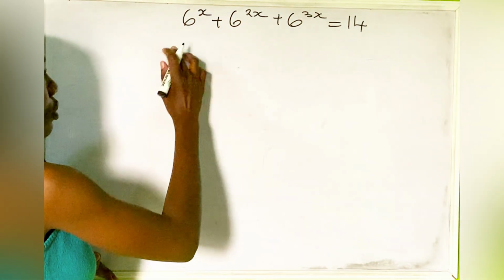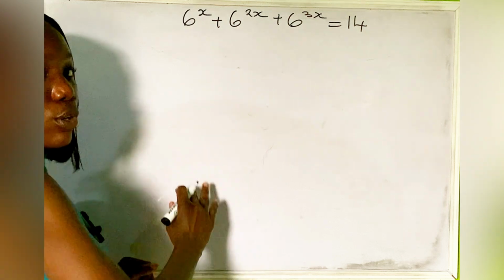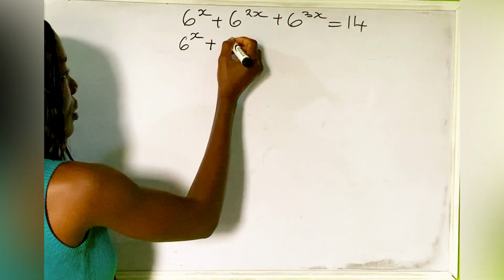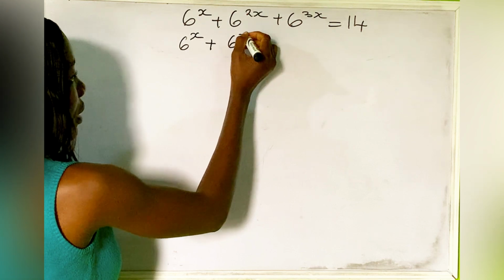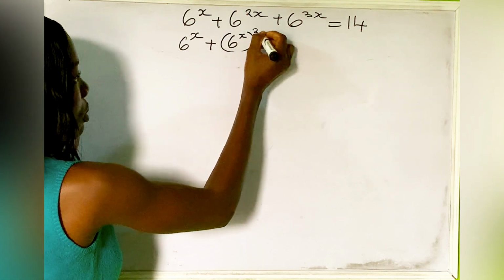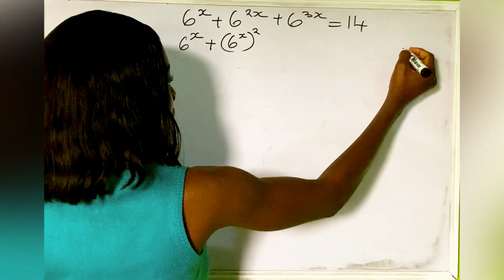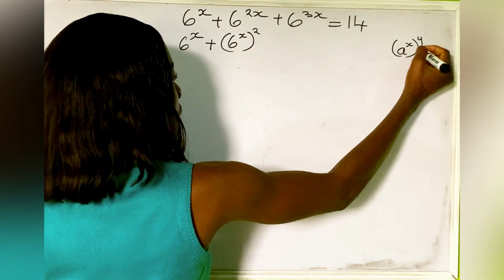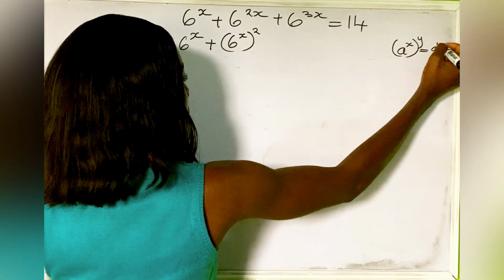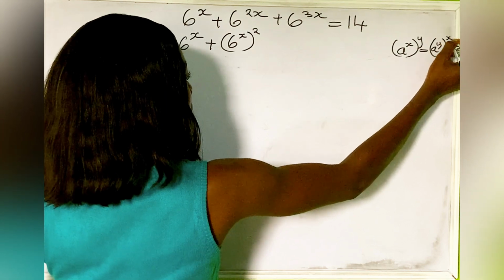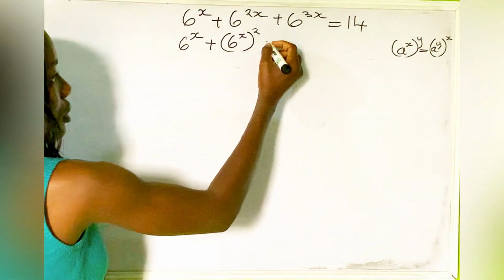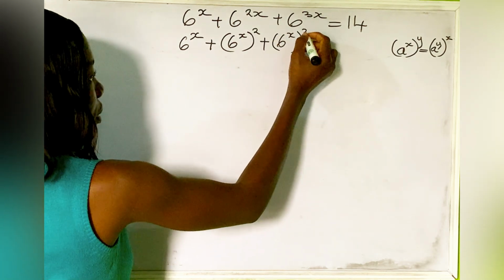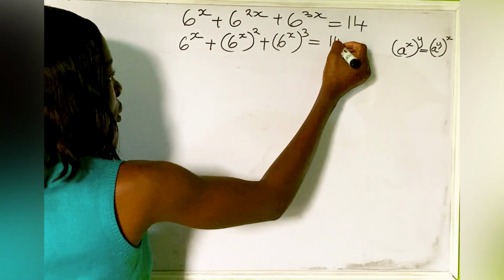So the first thing to do is to write this in a way that will be easy for us to solve. So let's say 6 to the power of x plus 6 to the power of x all squared plus 6 to the power of x all cubed is equal to 14, because we know that a to the power of 2x is the same thing as a to the power of x all squared.